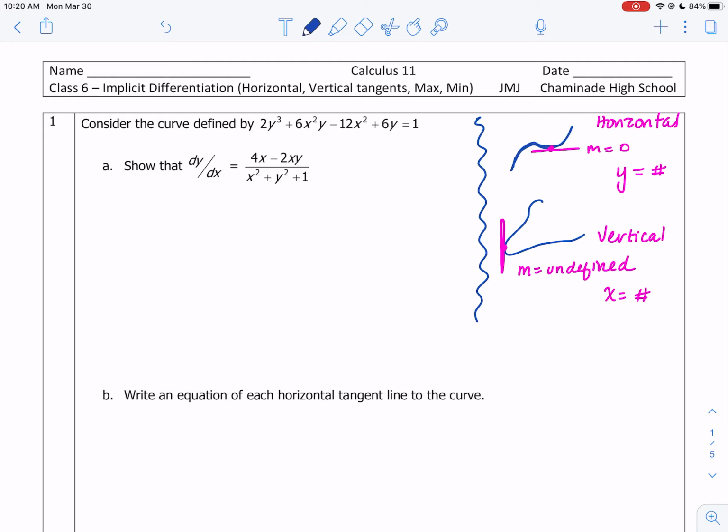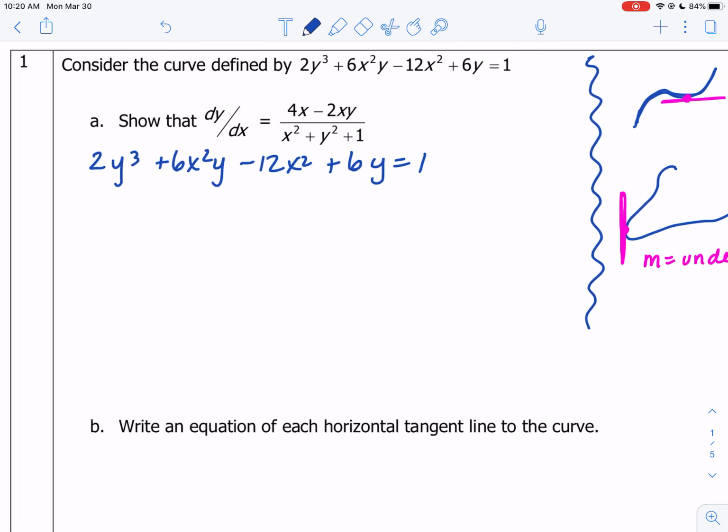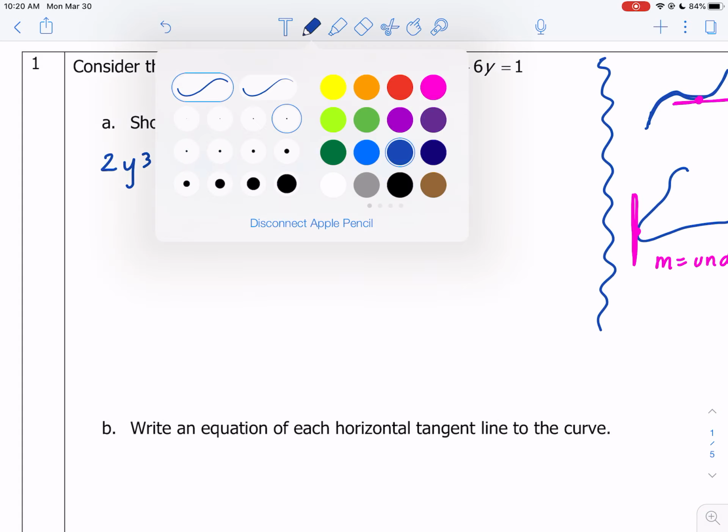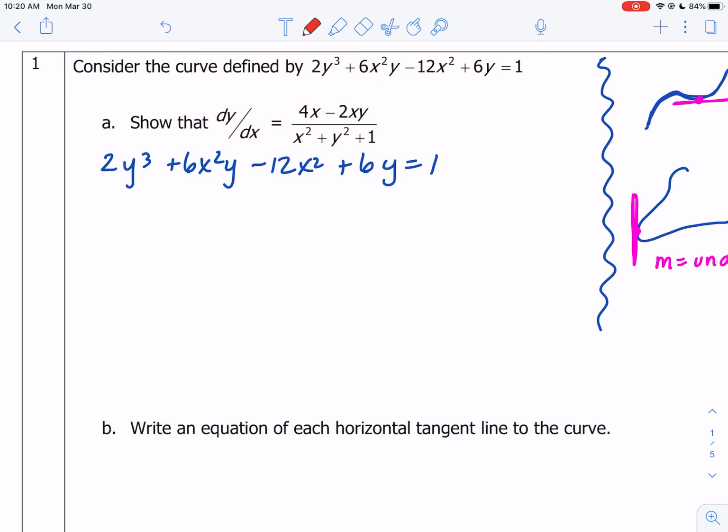So if we start with our equation here, 2y to the third plus 6x squared y minus 12x squared plus 6y equals 1, we will not solve for y, just like we did last week, but we'll continue just differentiating as it is. So we'll take the derivative of our first term, that will be 6y squared. Don't forget that this term here is a y, so therefore we're going to need our chain rule for a y, so it'll be times dy/dx.